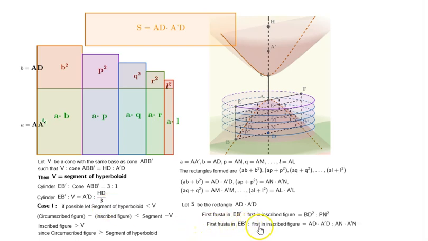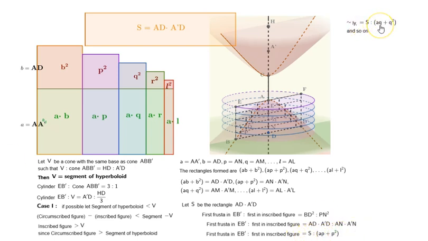First frusta in EB prime is to first in inscribed figure is equal to AD times A prime D is to AN times A prime N. Again, in a previous proposition, we have shown that BD square is to PN square is equal to AD times A prime D is to AN times A prime N. But AD times A prime D is S, and AN times A prime N is equal to AP plus P square. So we can say first frusta in EB prime is to first in inscribed figure equal to S is to AP plus P square.